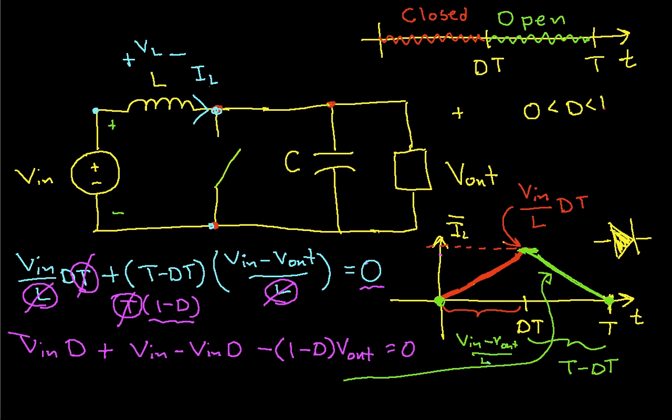Well, you can see that this and this cancel. We can do a little bit of rearranging, and we get then that V out is equal to V in over 1 minus D. So this gives us the relationship that we were trying to find between the output voltage, the input voltage, and the duty cycle of the pulse width modulated signal.